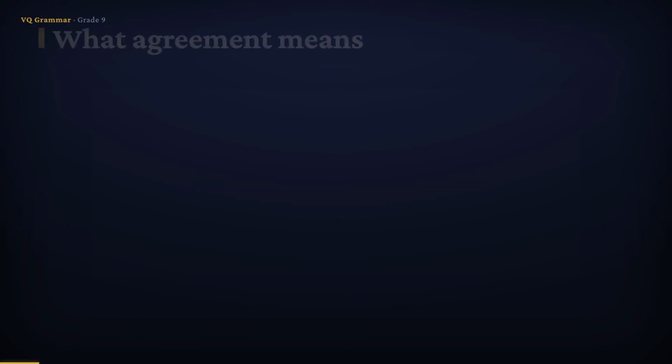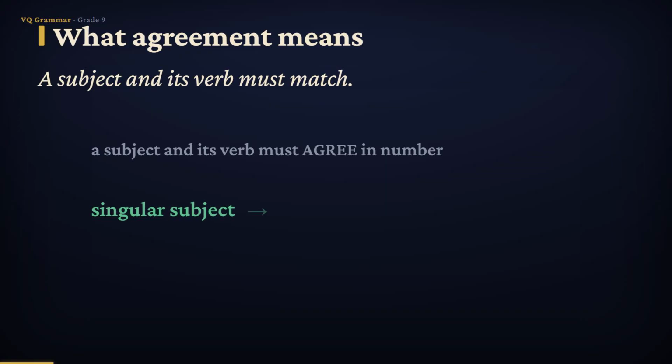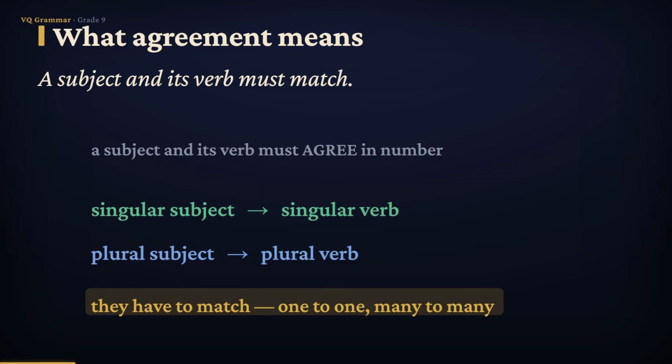Let's dig in. Let's start with the whole idea in one line. A subject and its verb must agree in number. That's the rule. If the subject is singular, naming just one, then the verb must be singular too. If the subject is plural, naming more than one, the verb has to be plural. They have to match, one to one or many to many, every single time. Everything else in this lesson is just that one rule in different clothes.